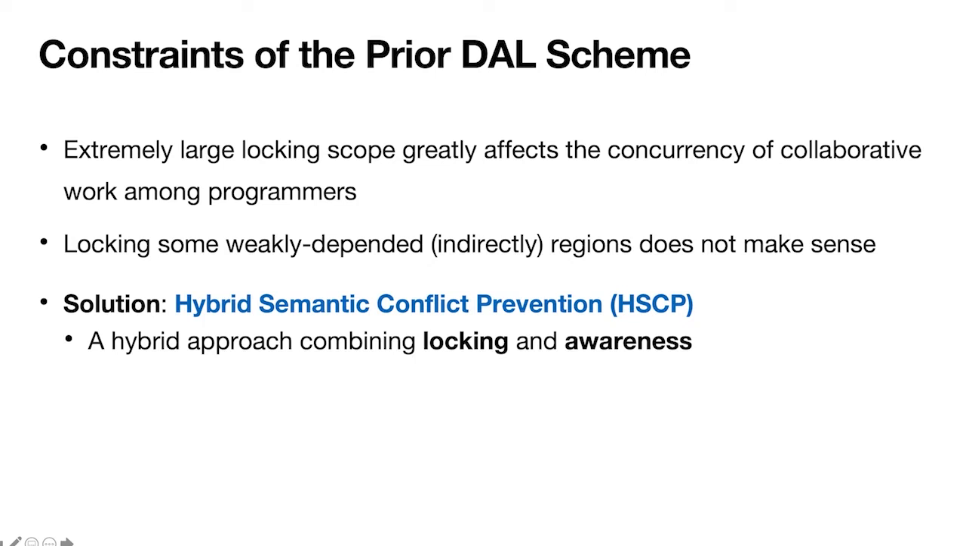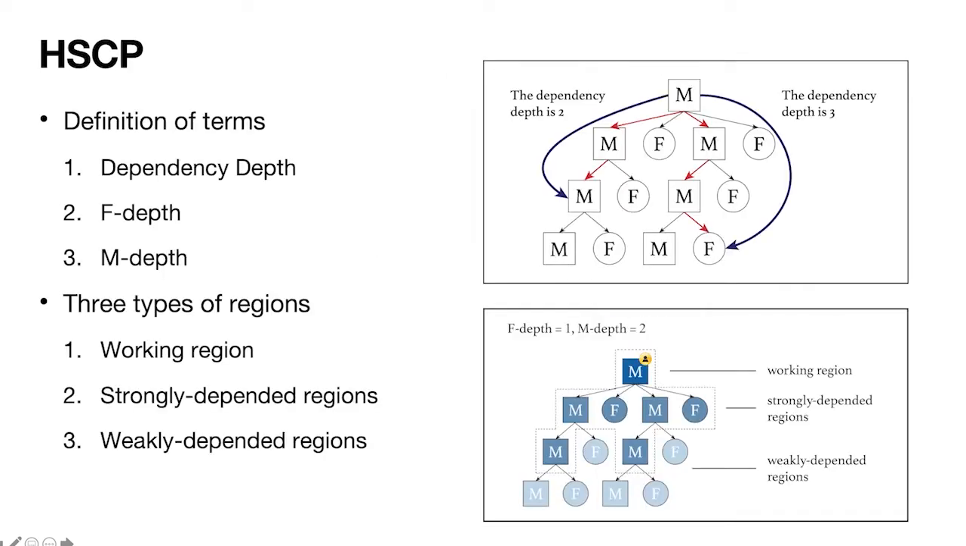To better balance conflict prevention and concurrent programming work, we contribute a novel hybrid semantic conflict prevention approach, HSCP, in this study. First, we introduce a new definition called dependency depth. In the DG, the dependency depth from node A to node B refers to the minimal number of edges from node A to node B. According to the dependency depth, f-depth and m-depth can be derived. F-depth means the dependency depth of fields, m-depth means the dependency depth of methods. Under the HSCP scheme, the dependent regions of each programmer are divided into strongly dependent and weakly dependent regions.